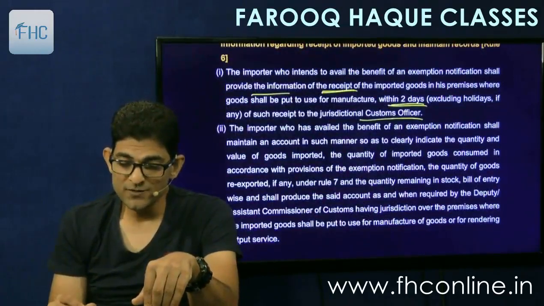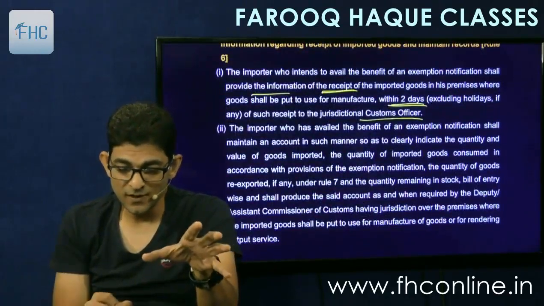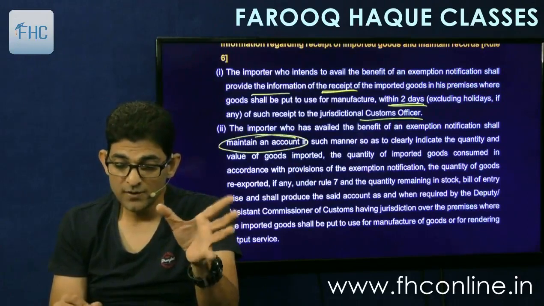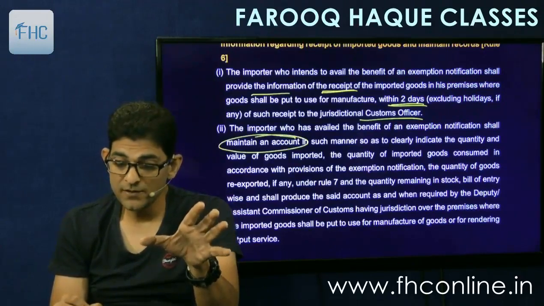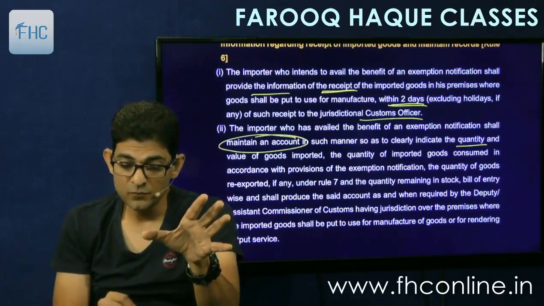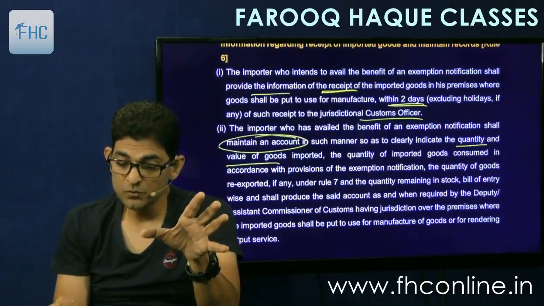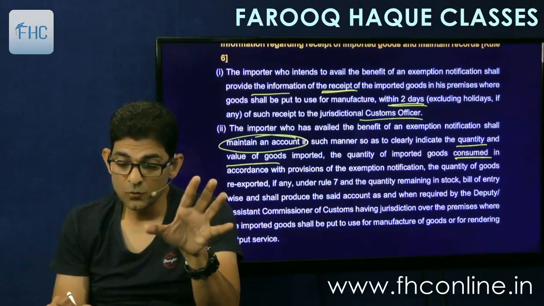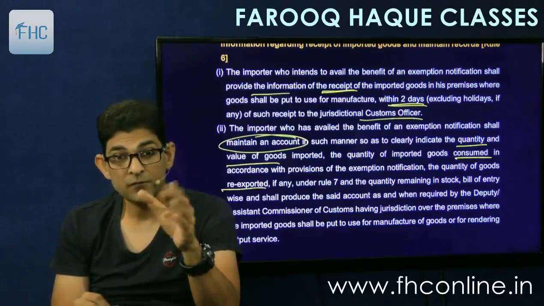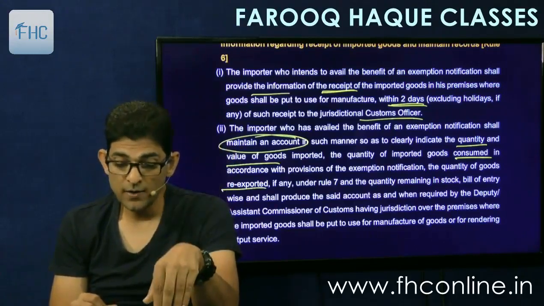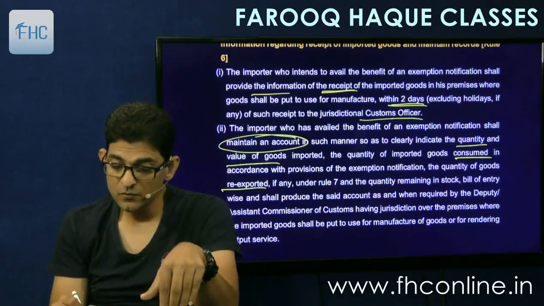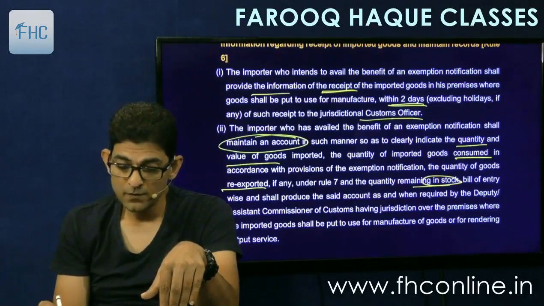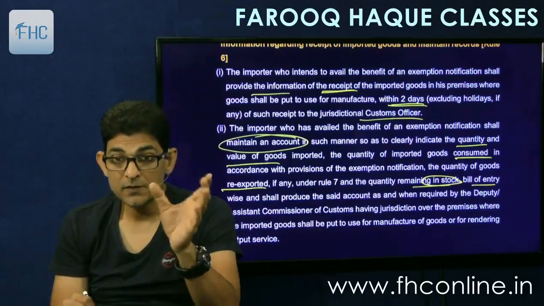Then the importer who has availed the benefits of exemption notification shall maintain an account. You have to obviously maintain an account in the prescribed manner, clearly indicating the quantity and value of the goods imported, the quantity of imported goods consumed in accordance with the exemption notification, the quantity of goods re-exported. If it is not used, you have to re-export, and if any under Rule 7, the quantity remaining in stock. Then bill of entry wise, the details have to be mentioned.